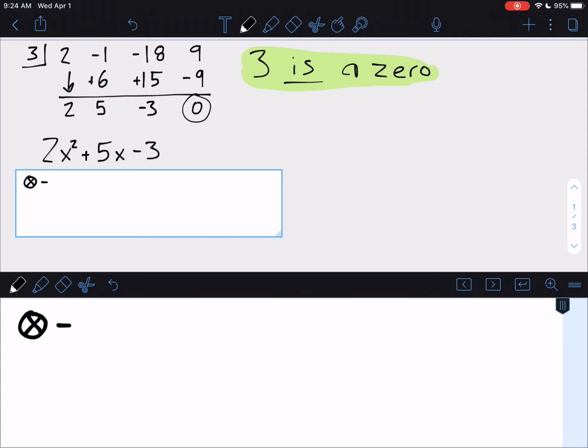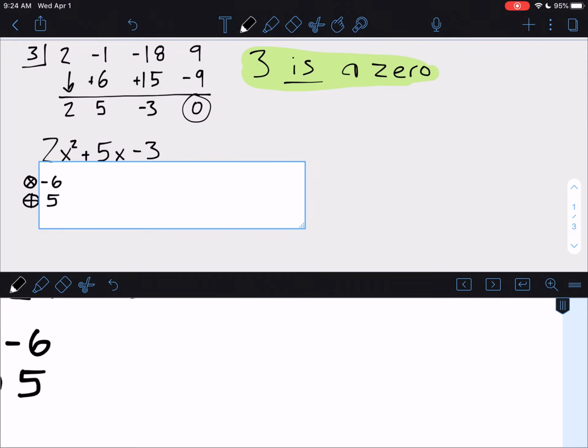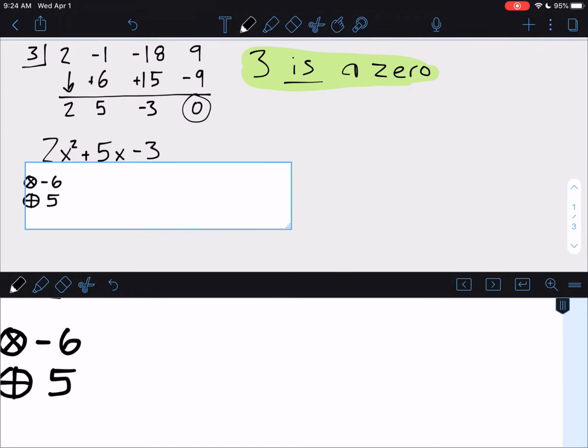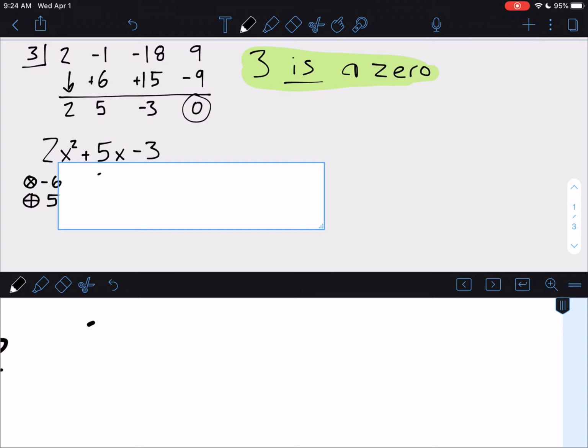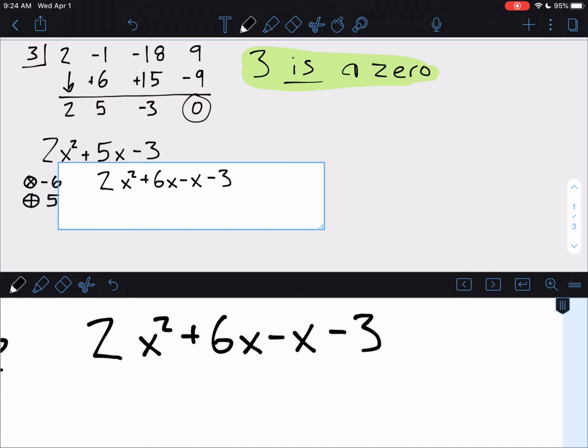the quadratic formula. So I want 2 numbers that are going to multiply to negative 6 because 2 times negative 3 is negative 6. And the number in the middle, my b value, is 5. And I believe 2 numbers that multiply to be negative 6 and add to be 5 are going to be 6 and negative 1. So 2x squared plus 6x minus 1x minus 3 is my quadratic that I'm going to group.